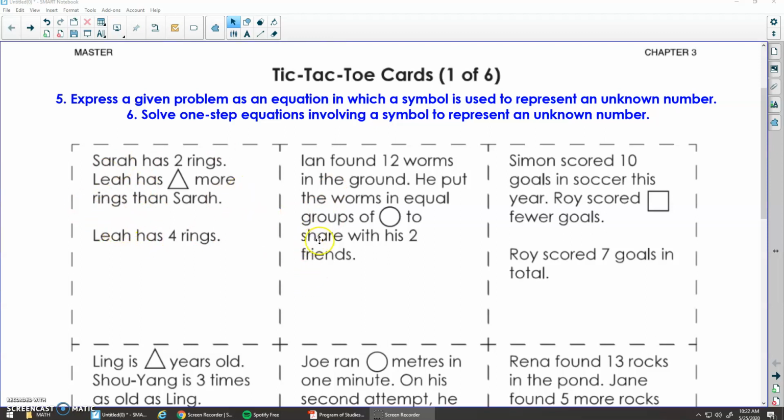So here's the assignment that I'm going to give you. And I'm going to help you do the first two. So it says, Sarah has 2 rings. Leah has triangle more rings than Sarah. Leah has 4 rings. So if Sarah has 2 rings, we're going to use the number 2. And if Leah has triangle more, that means we're going to add. We don't know how many more she has, so we're going to add a triangle. And then Leah has 4 rings, so we set it equal to 4.